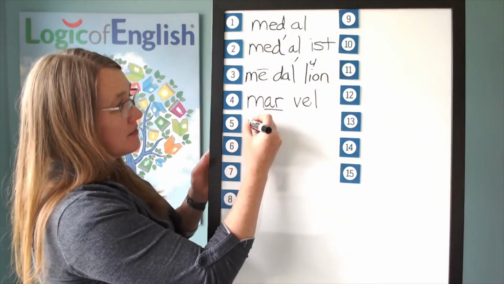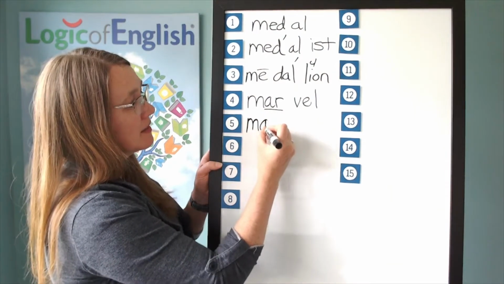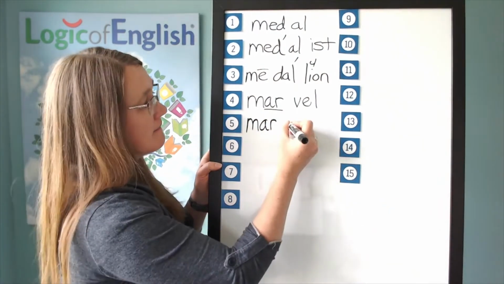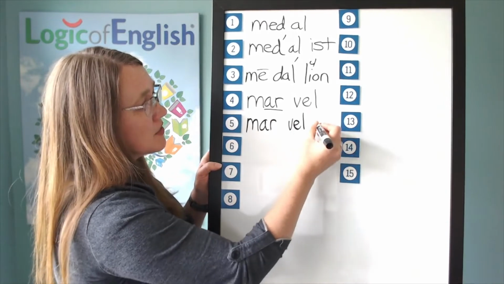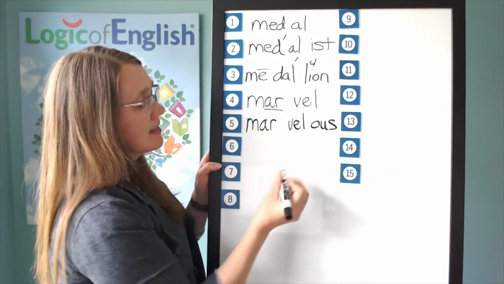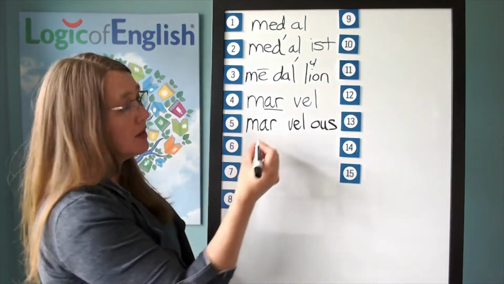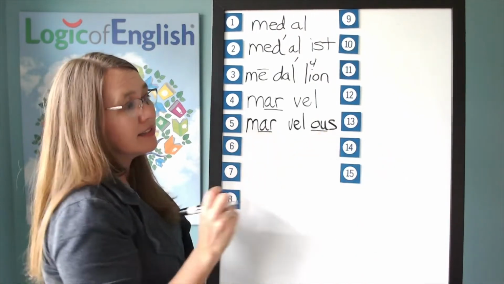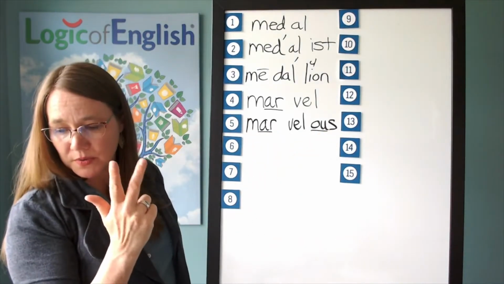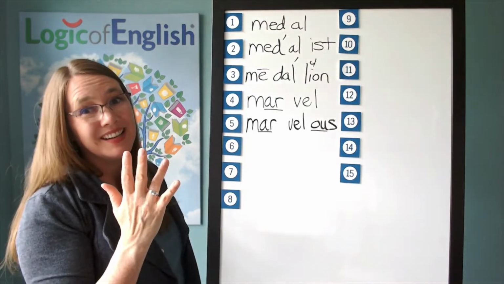Excellent. And help me to write it. The first syllable is mar, R. The second syllable is vel, V-E-L. The third syllable is ous. And how will we mark it? We'll underline the R and we'll underline the ous. And what sound of O-U is this? It's the fourth sound.